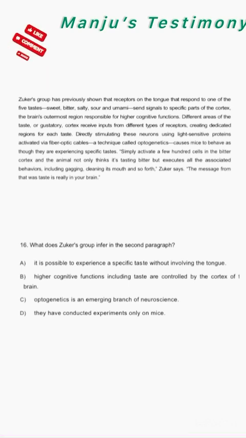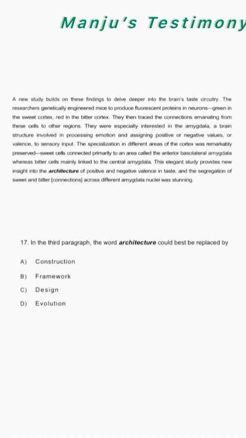Optogenetics is an emerging branch of neuroscience, and the option D we already eliminated. So the right answer here is option A. It is possible to experience a specific taste without involving the tongue. So let's move on to next question.